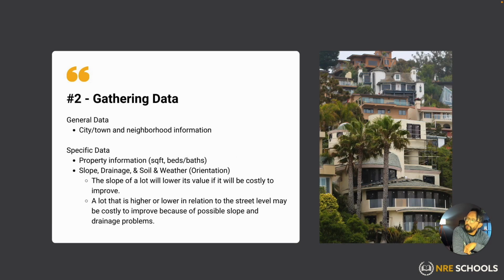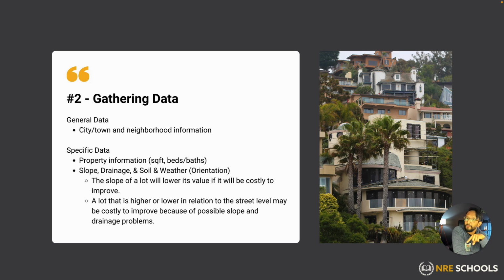The second step, let's gather the data. City, town information. We need the square feet, the bedrooms, the bath. We look at the property too. We look at the slope, the drainage. Per the notes and in the book, a home with a slope will have lower value because it's costly to improve. I don't know. These houses are in Laguna Beach.